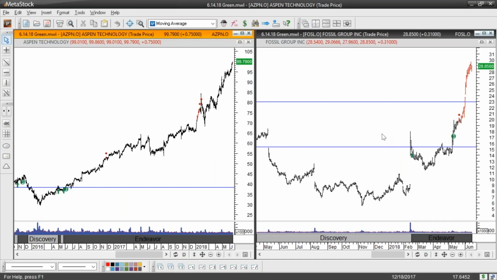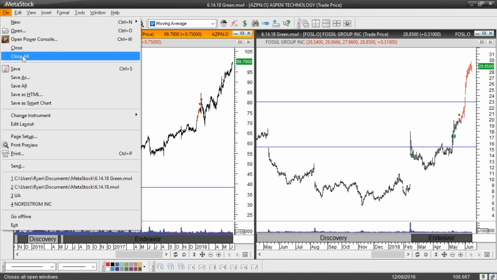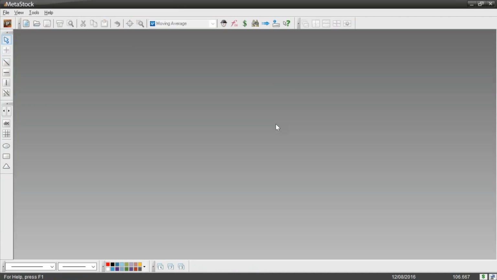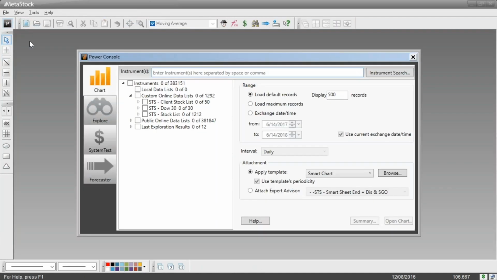We showed right here how we could have placed 2 trades on 2 stocks and still made a minimum of 20% on both. But let's say you don't want to guess at random securities, right? You don't want to bring up random stocks and say, oh, I wonder where the signal is on this one. Let's go File, Close All. Show you one of my favorite things in Metastock.